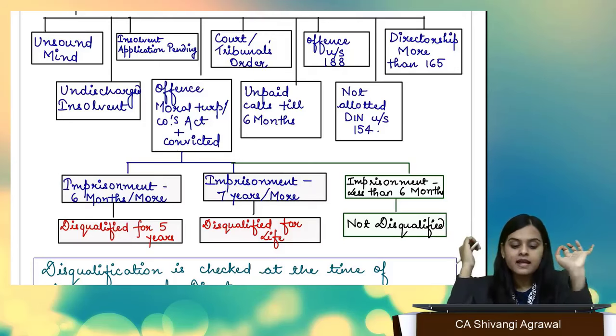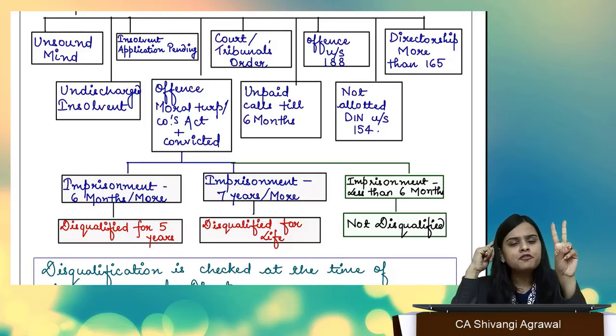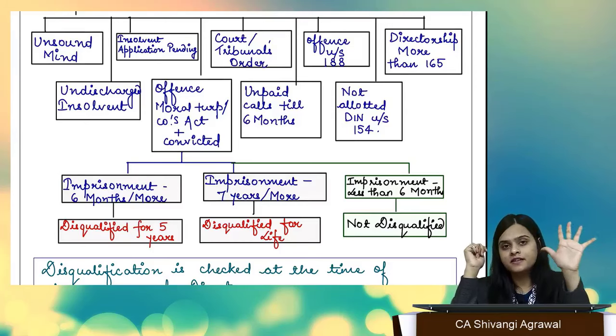Next, if you have been convicted by a court, that means you have been found guilty by the court. See, you have done some offense. The offense is of moral turpitude or otherwise. You have been found guilty by the court. The court has given you a sentence of imprisonment. The imprisonment is 6 months or more. Then you are disqualified for 5 years.